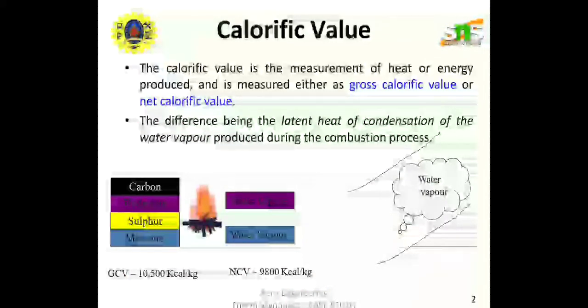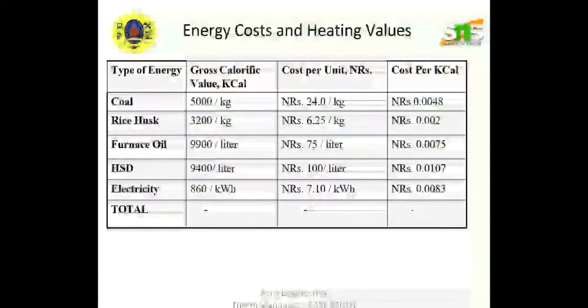Calorific value. Calorific value is the measurement of heat or energy produced and is measured either as gross calorific value or net calorific value. The difference is the latent heat of condensation of the water vapor produced during the combustion process. Energy costs and heating values: these are the types of energy, the gross calorific value, cost per unit and cost per kcal given in this diagram.